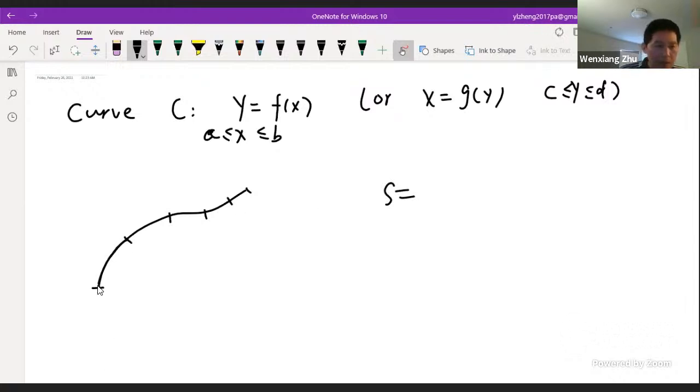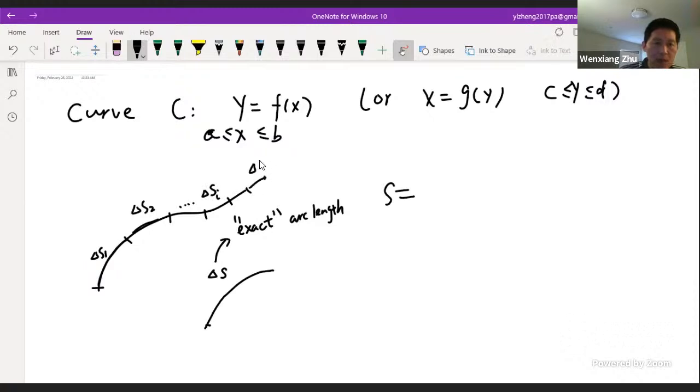This curve, the actual curve, this little piece, the actual change, people will call delta S. So delta S will be the exact arc length. This one will be delta S1, the first piece. The second piece, delta S sub 2, and so on. This one in the middle is delta S sub i, and the last one will be delta S n.